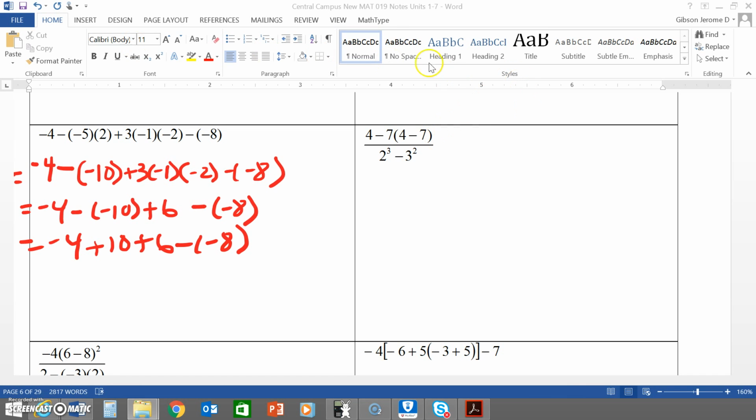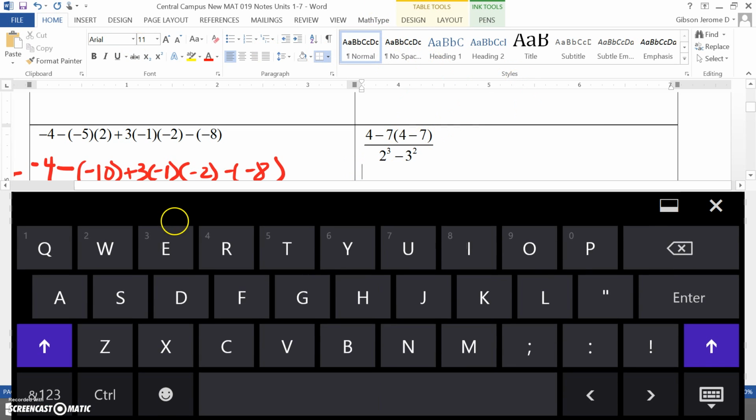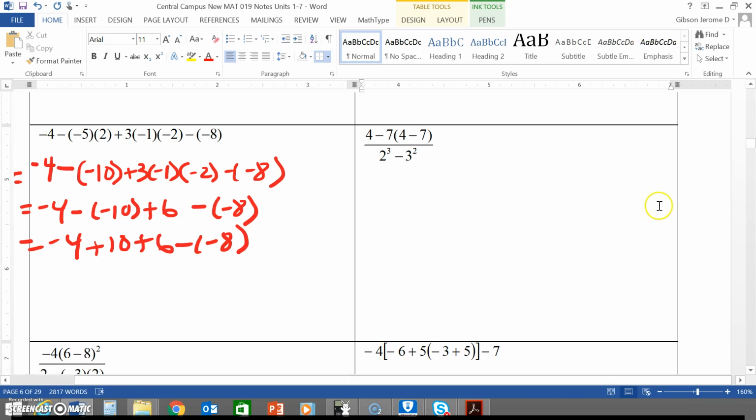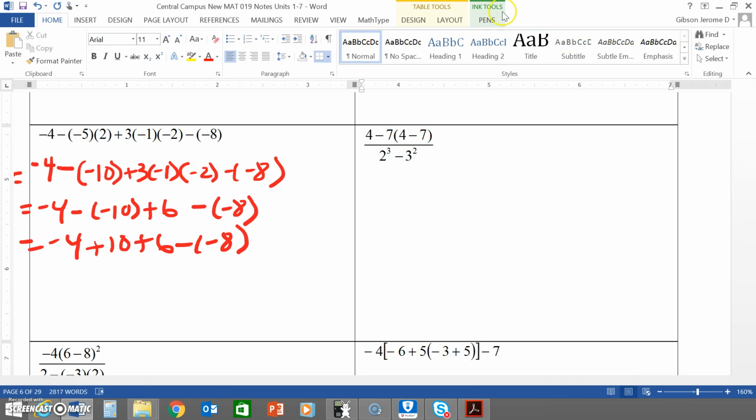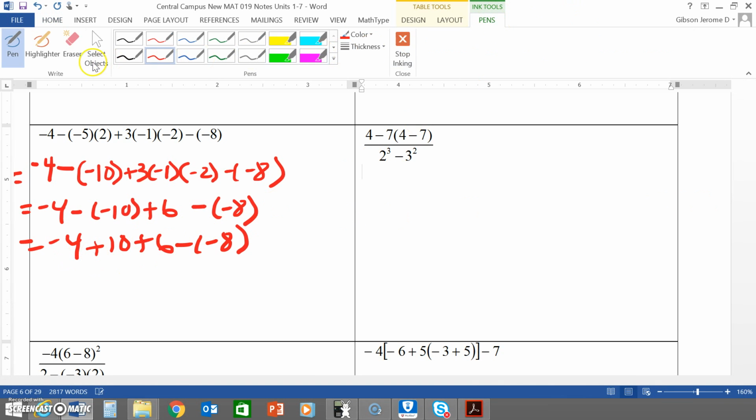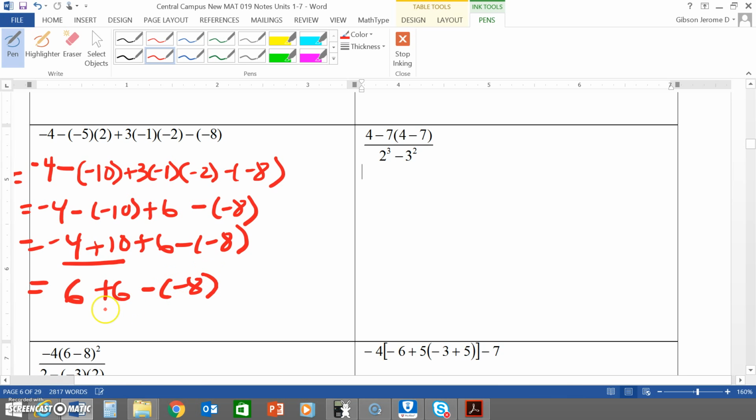Okay, class, picking up where we left off, we had -4 plus 10 plus 6 minus a -8. So again, we come here, we do -4 plus 10. So in our mind, we'll do 10 minus 4, which is 6. And since 10 is positive, we'll leave the 6 positive. Plus 6 minus a -8.